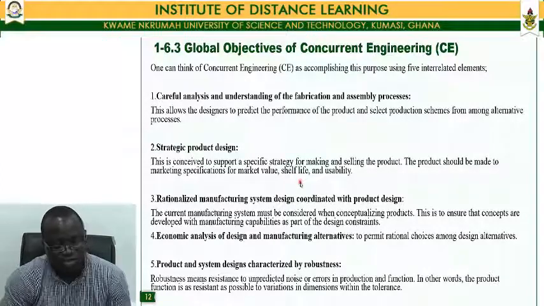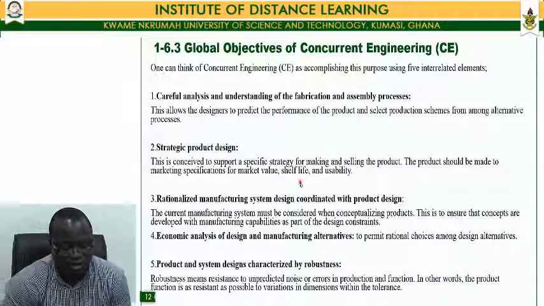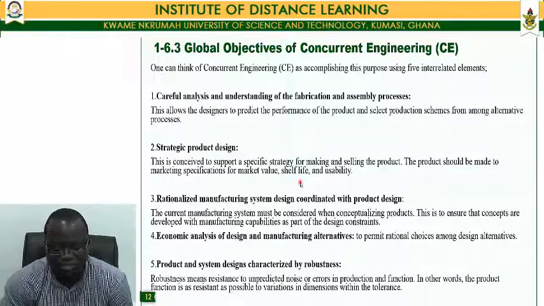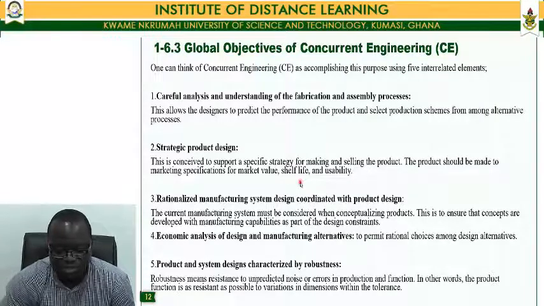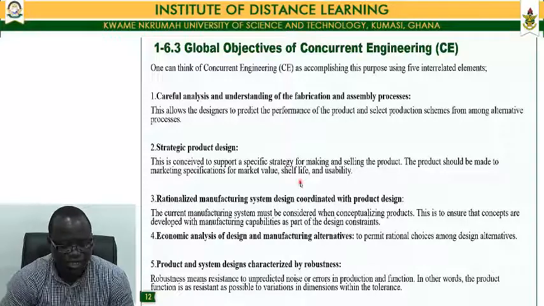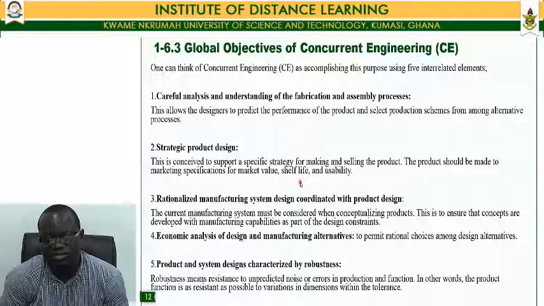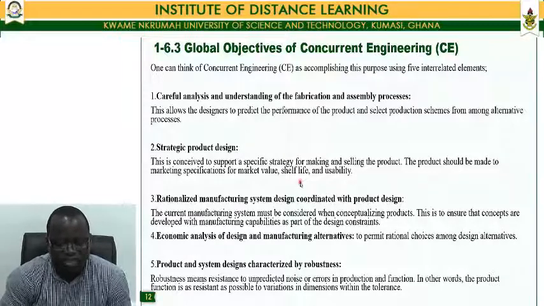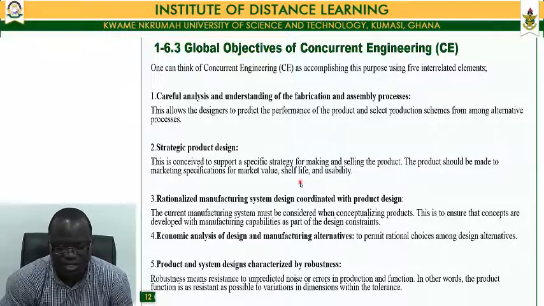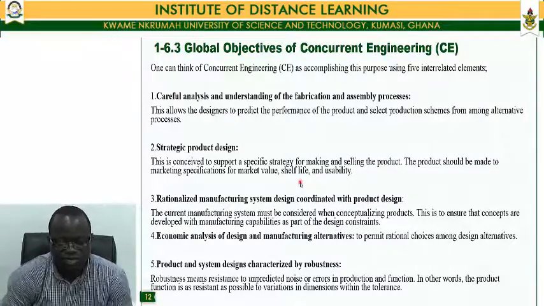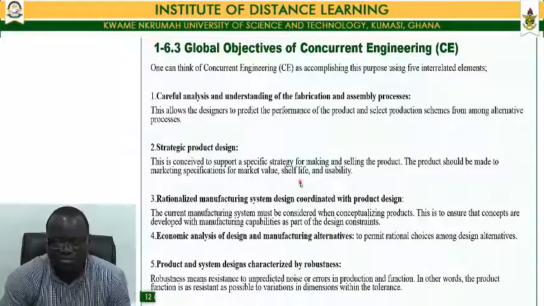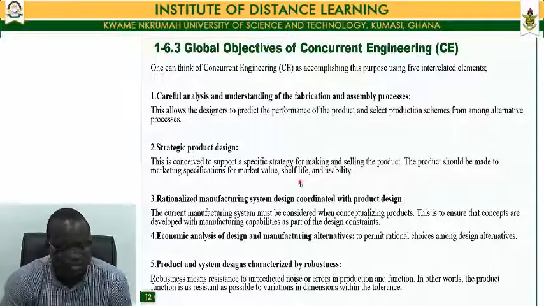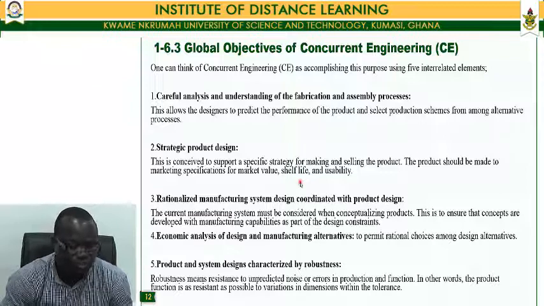The fourth point talks about economic analysis of the design and manufacturing alternatives to permit rational choices among the design alternatives. That is, you have to actually do an economic analysis to find out how feasible a particular design is, and of course the cost-benefit analysis, so that you will then make a rational choice among the various alternative designs that you have to consider.